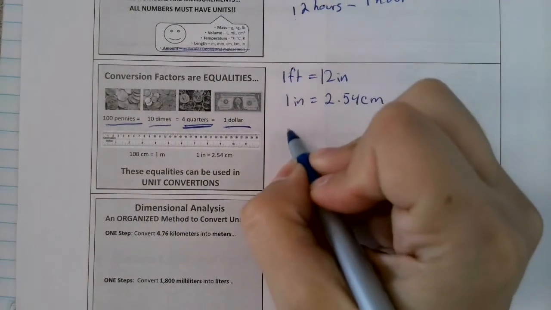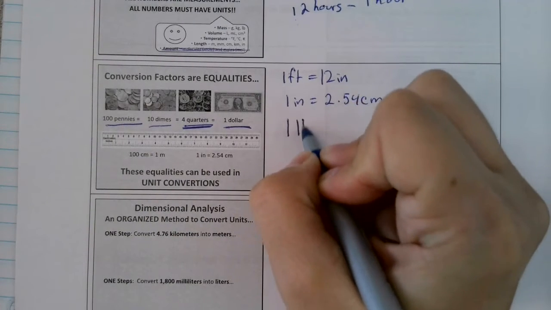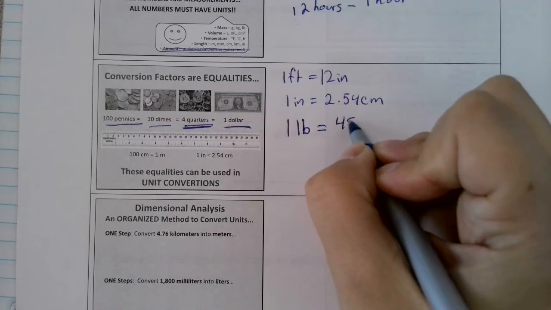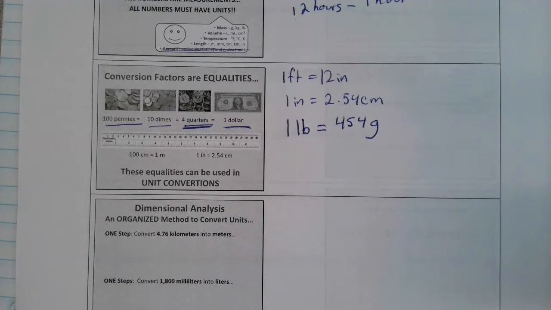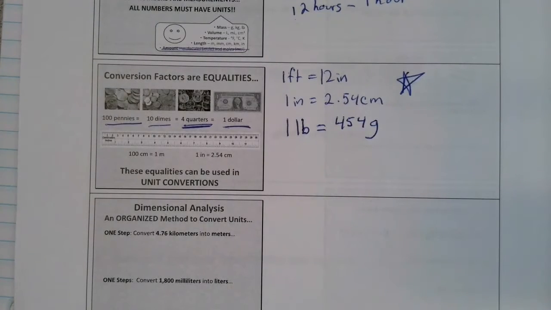Here's another one that you will need to have written down. If you have 1 pound, that will be equal to 454 grams. So all of these we'll have to know.